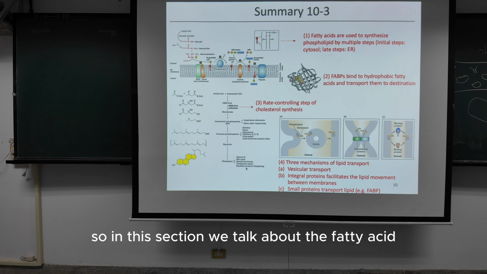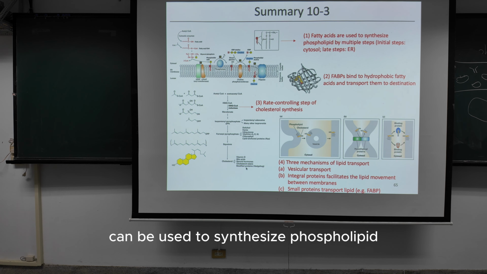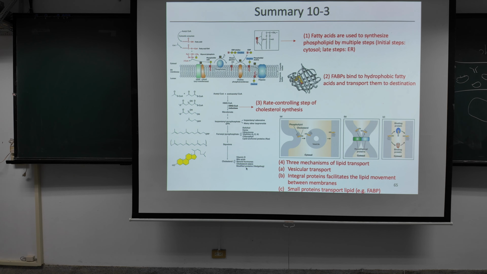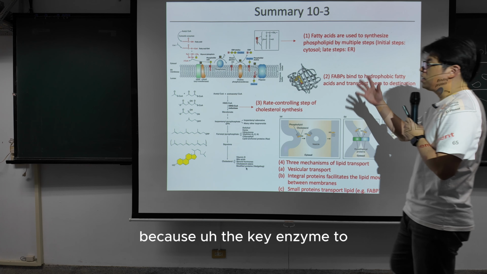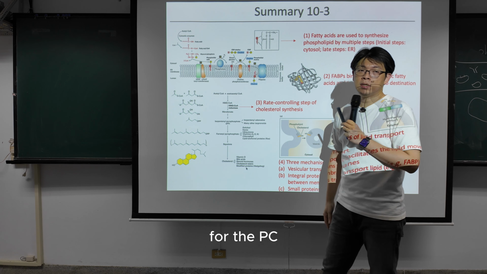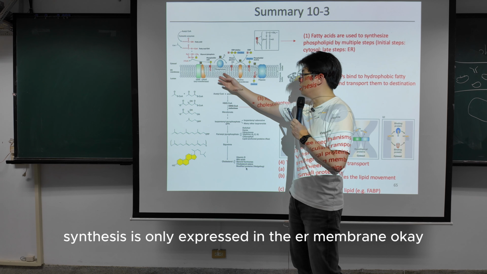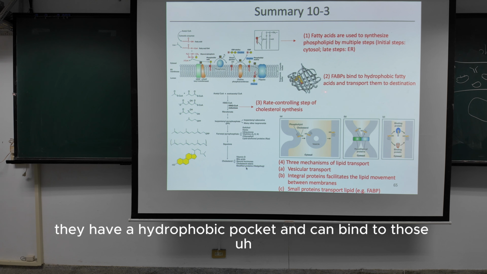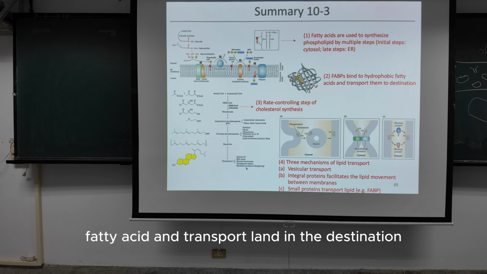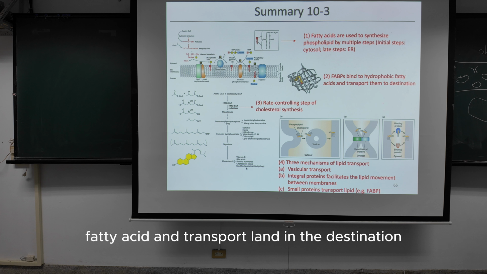So in this section, we talked about how fatty acid can be used to synthesize phospholipid by multiple steps. Okay, the initial step will be in the cytosol, and a later step will be in the ER. And why does this happen in the ER? Because the key enzyme for PC synthesis is only expressed in the ER membrane. Okay, and the fatty acid binding protein has a hydrophobic pocket and can bind to those fatty acids and transport them to the destination.